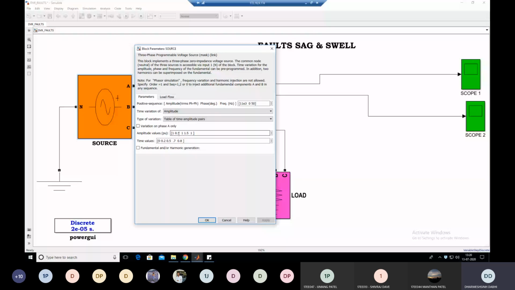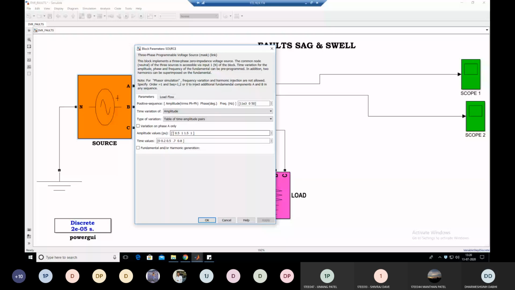So here the time values are given. First time value is 0. It means at t equal to 0, the amplitude value is the first per unit value, 1 per unit. It means at t equal to 0, the supply voltage provided by the source is 1 per unit, or you can say that it is the rated voltage.